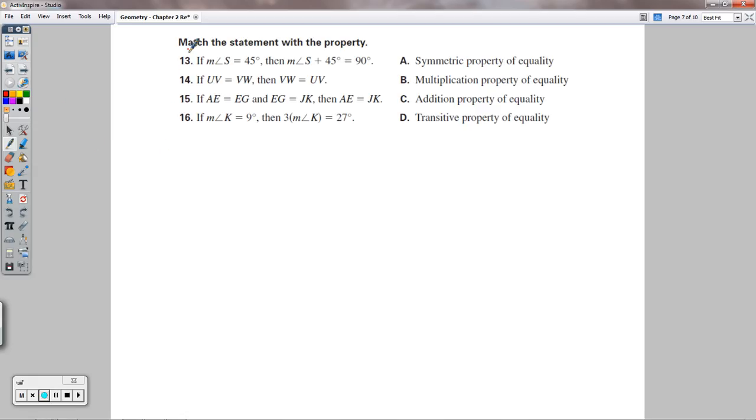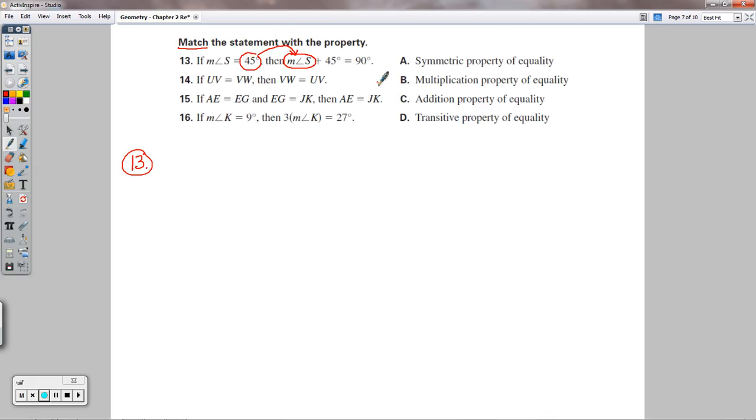Now let's check out some matching problems here, it looks like. So match the statement with the property. We've got 13 through 16, A through D. If the measure of angle S equals 45, then the measure of angle S plus 45 equals 90. What is that an example of? If you add 45 to 45, you're saying S equals 45, you could replace 45 with the measure of angle S, or replace the measure of angle S with the 45 that you see there.